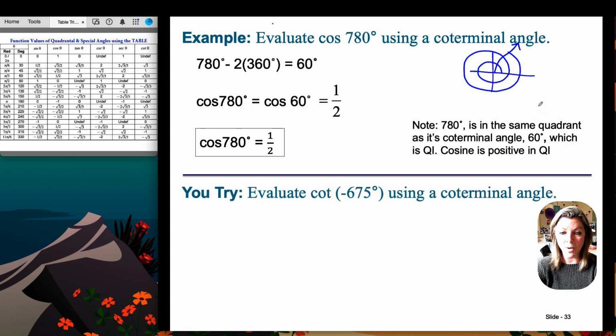All right, here's one for you to try. So please pause the video now and evaluate cotangent of negative 675 degrees using a coterminal angle.